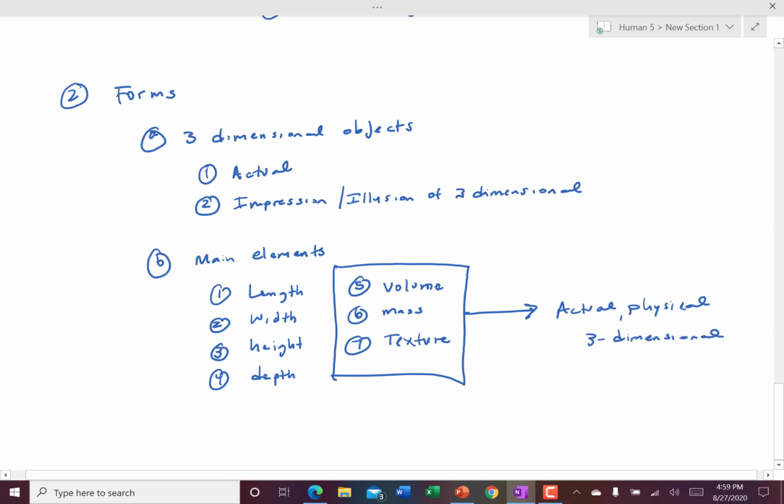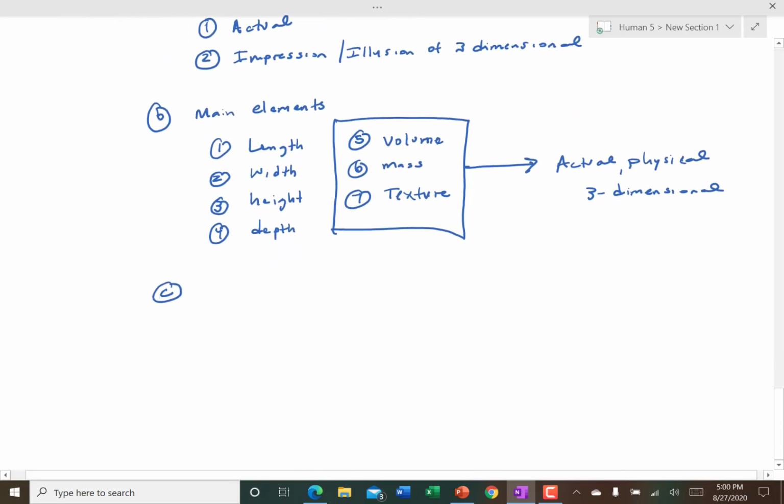All right, so if it's an impression or illusion or representation of a three-dimensional object, you end up having the height, width, length, and depth. But if it's an actual, let's say, sculpture, a sculpture would be three-dimensional. Then it's going to have actual volume, actual mass, actual texture. You can have implied volume, mass, and texture in a drawing, but then there's the actual. So we're dealing again with the exact same thing of actual and implied. Forms occupy three-dimensional space.